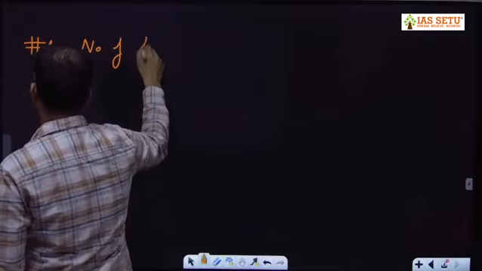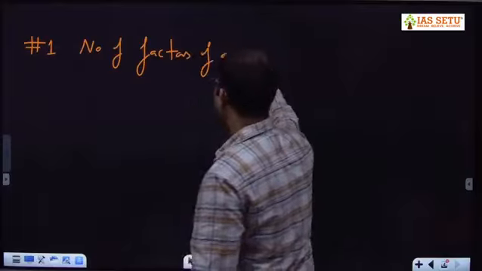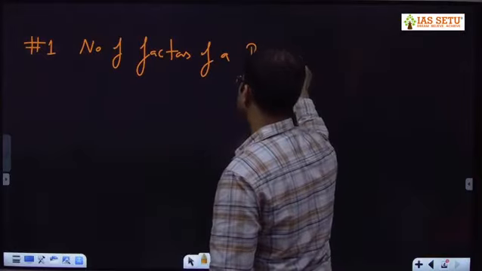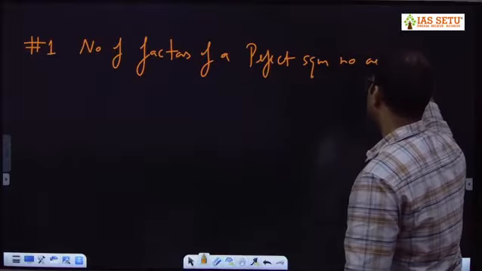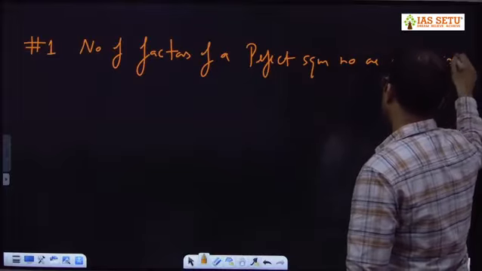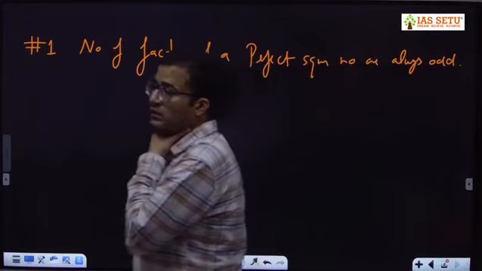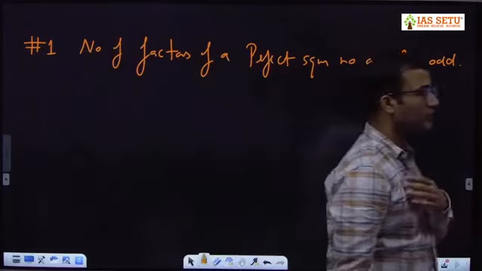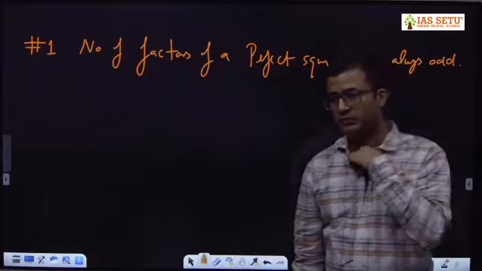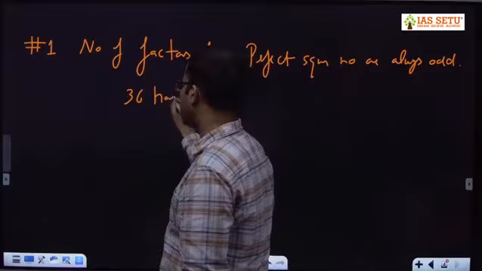Number of factors of a perfect square number are always odd. Number of factors of a perfect square number are always odd. You write an example: 36 has 9 factors.